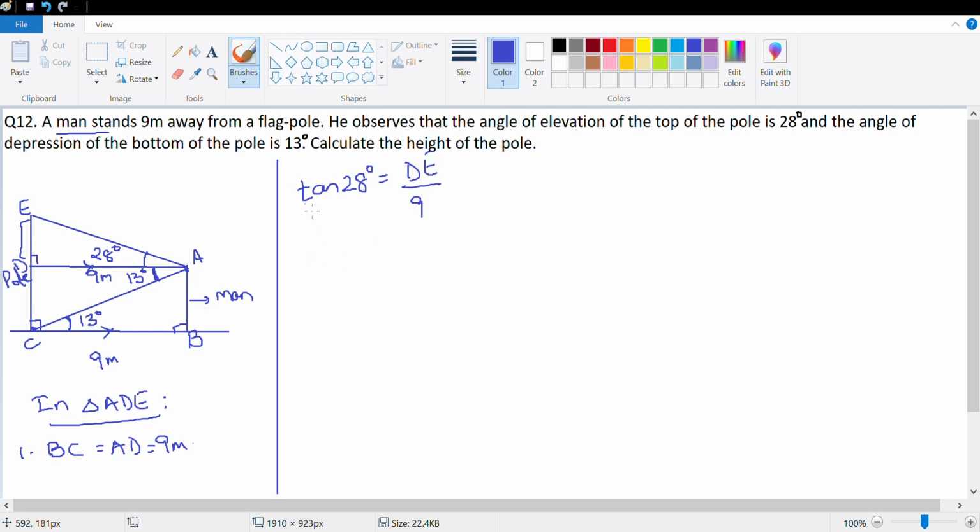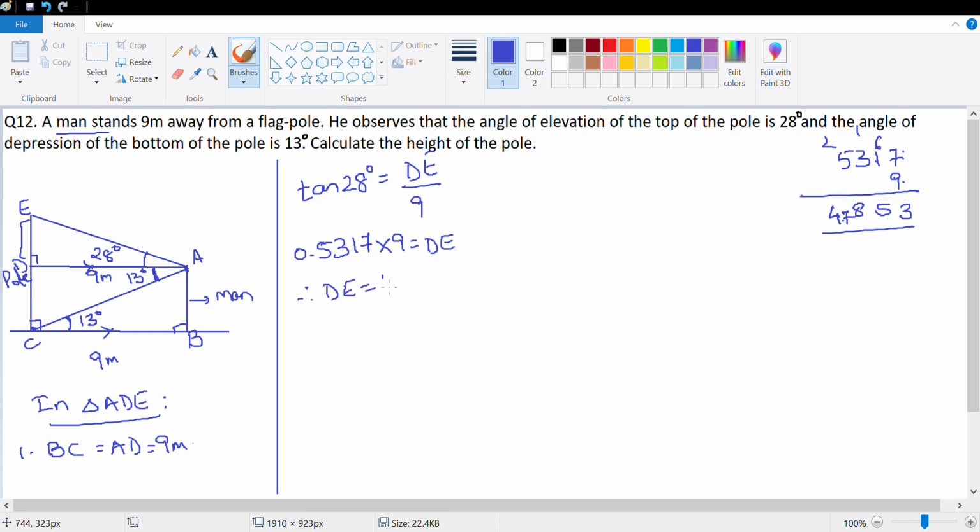Tan 28 degree as per your logbook is 0.5317 multiplied with 9 would give me DE. Let's do the multiplication. 5317 multiplied with 9. 7 9s are 63. 9 1s are 9, with 6 is 15. 27, 1 is 28. 45 plus 2 is 47. How many decimals? 4. 1 2 3 4. So this is 4.7853. Therefore DE is equal to 4.7853 meter.